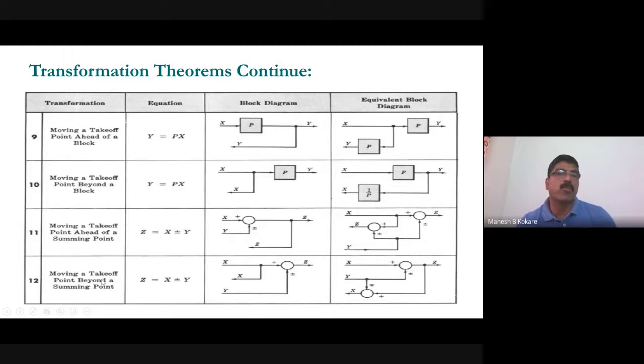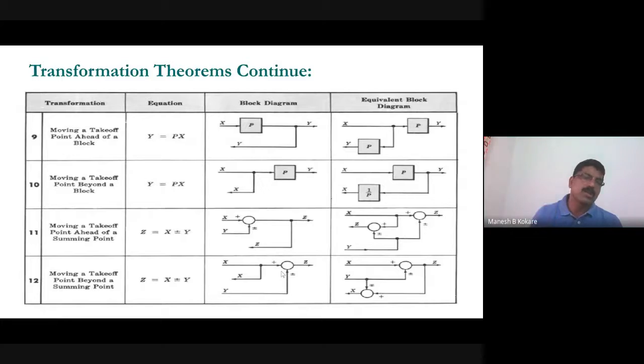Then moving a takeoff point beyond a summing point, here you have to make this kind of arrangement, right? So that no signal value will change by changing the arrangement.